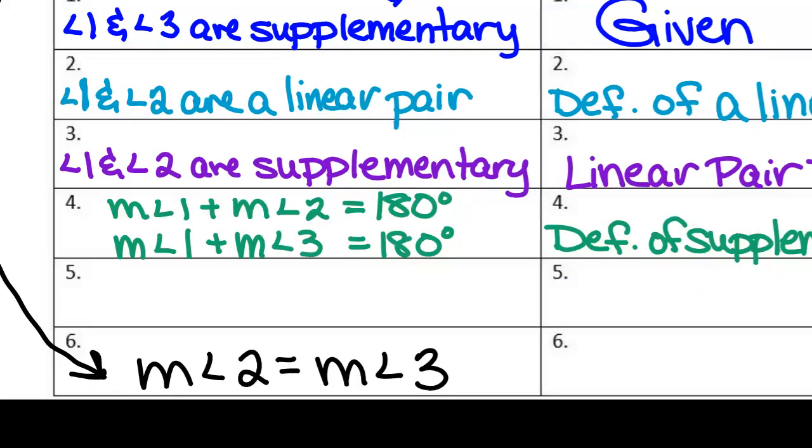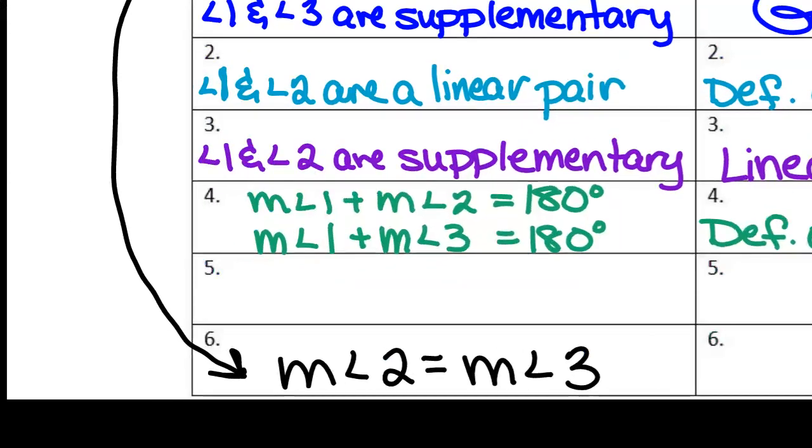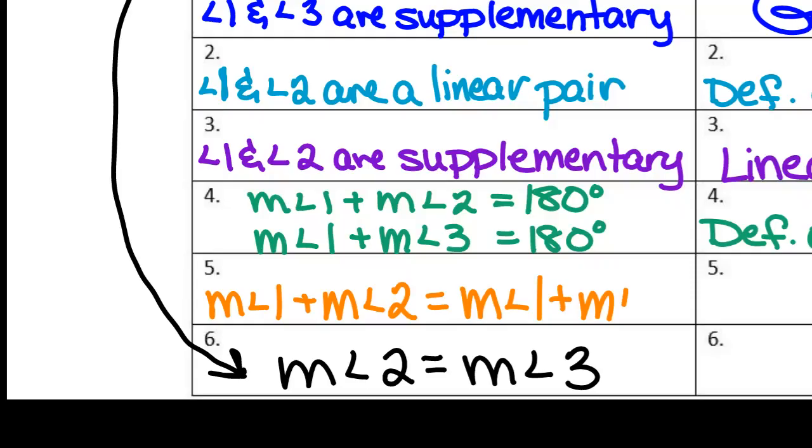So I have angle 1 plus angle 2 equals 180. And I have angle 1 plus angle 3 equals 180. Well, doesn't that mean that angle 1 plus angle 2 equals the same thing that angle 1 plus angle 3 equals? So I can write that down. I can write the measure of angle 1 plus the measure of angle 2 equals the measure of angle 1 plus the measure of angle 3. They both equal 180, so I can set them equal to each other.